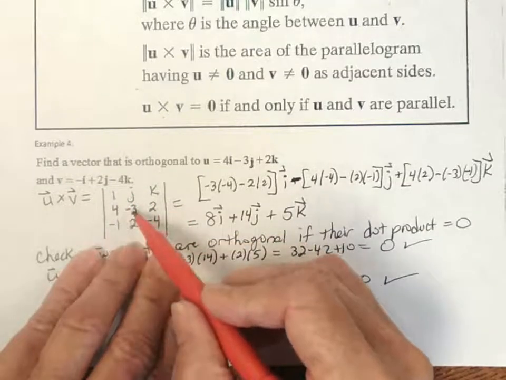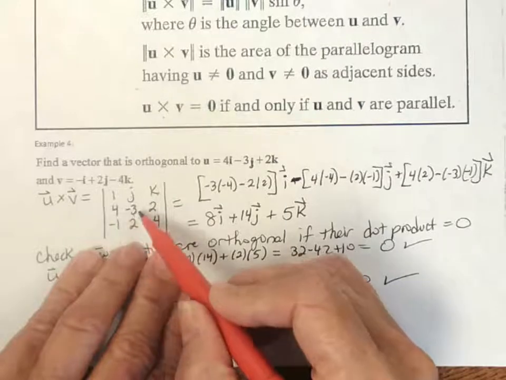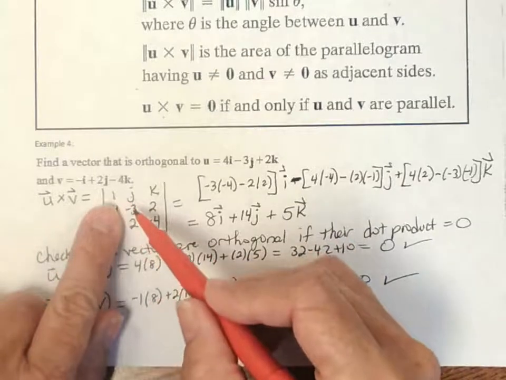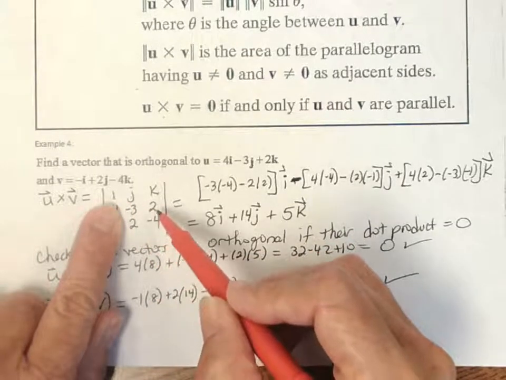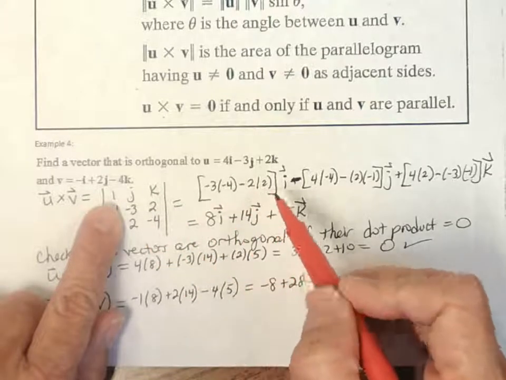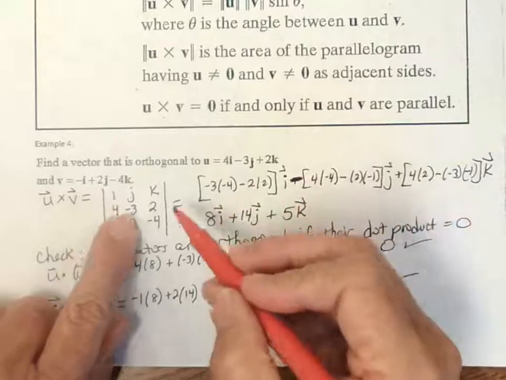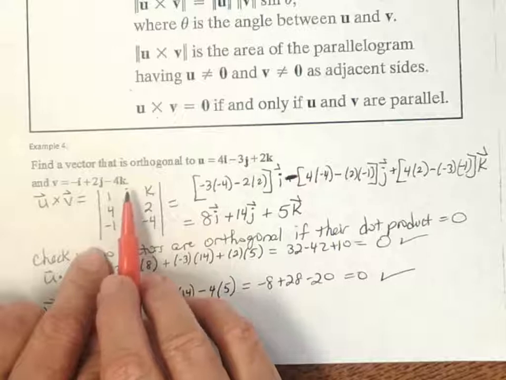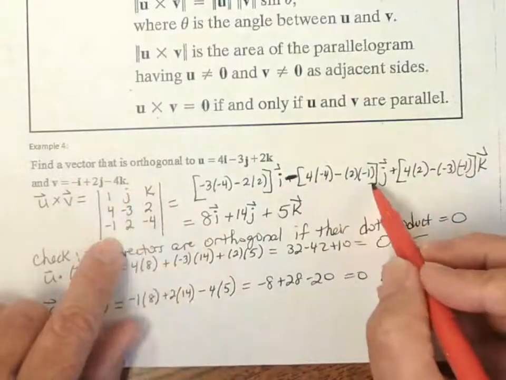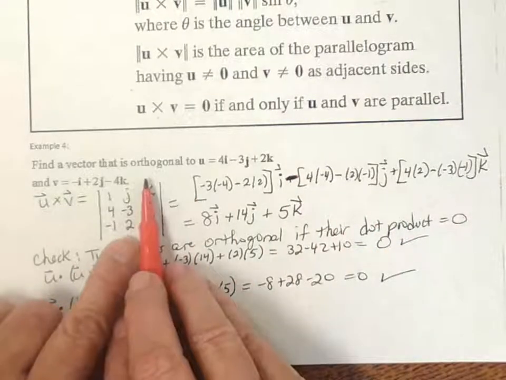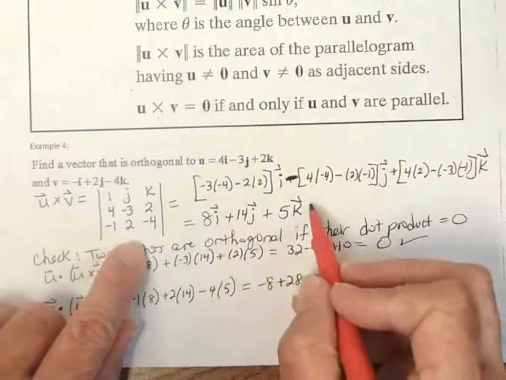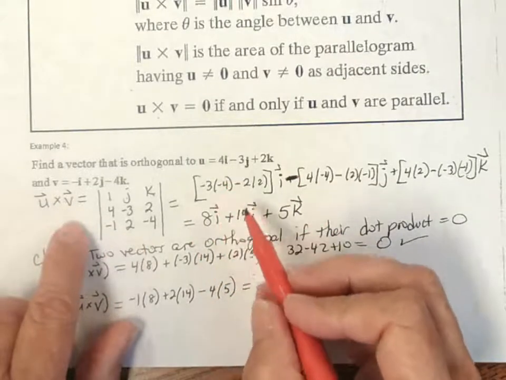I write vector u's coefficients down first, then vector v's. And again, if I'm looking for the coefficient of i, it's negative 3 times negative 4 minus 2 times 2, minus, we always have that minus in there, looking for the j coefficient, 4 times negative 4 minus 2 times negative 1, right there. And the coefficient for k, 4 times 2 minus negative 3 times negative 1. So this is the vector that is perpendicular to both u and v.